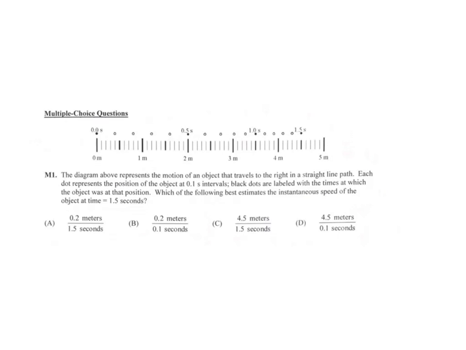So this is the multiple choice problems that were on there. The first one's asking you to figure out what the instantaneous speed is. The instantaneous speed is not the same thing as the average speed. The average speed is total distance over total time. But that'll give you the average speed for this whole thing.